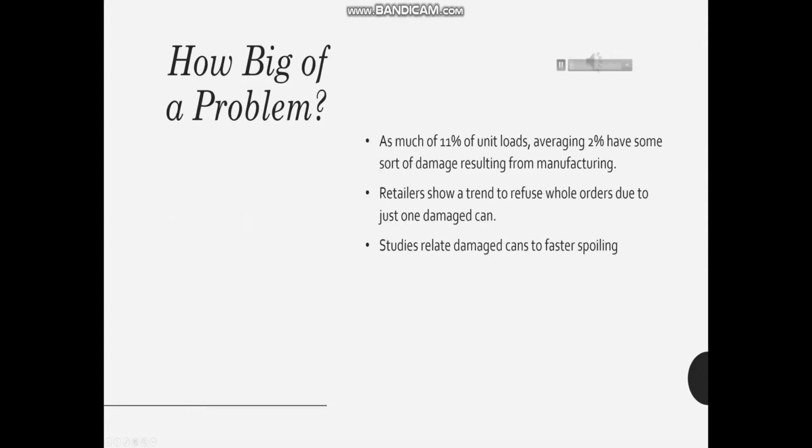Of the 124 billion cans produced, it is said that as much as 11% of these loads, averaging around 2%, have some sort of damage that results from the manufacturing or delivering of the cans. The downside of this is that retailers tend to refuse to pay for the order if just one can is damaged. Not to mention that damaged cans can lead to holes in the cans that can later cause spoiling to occur faster.